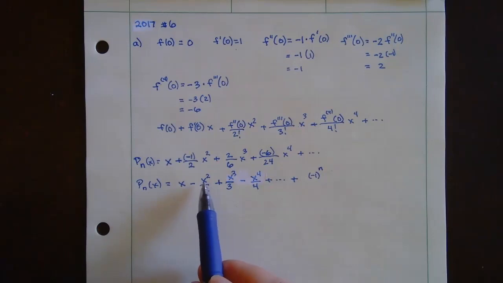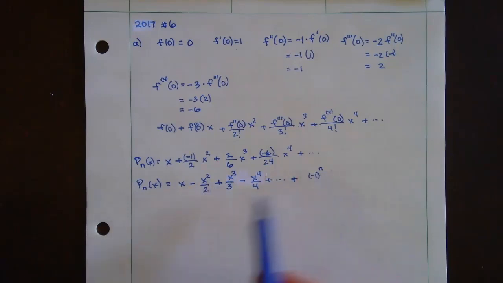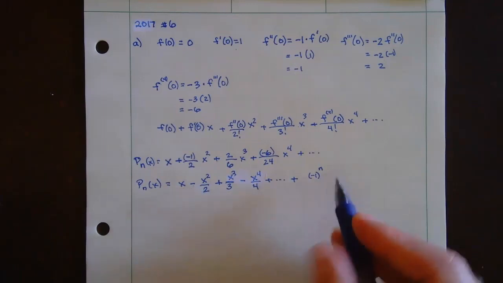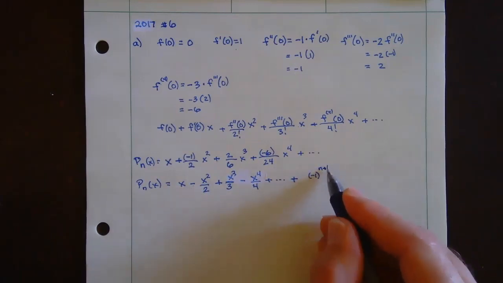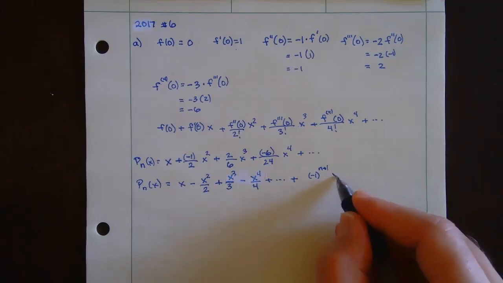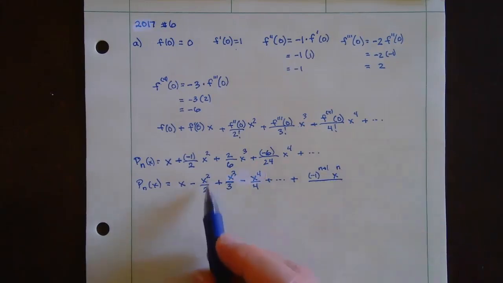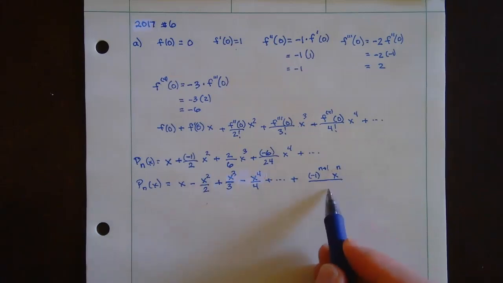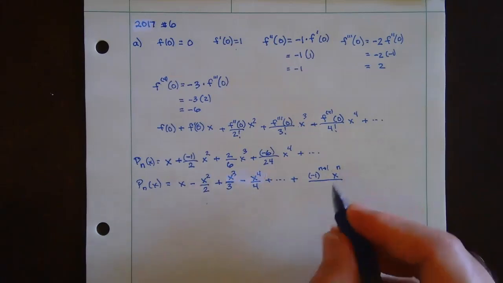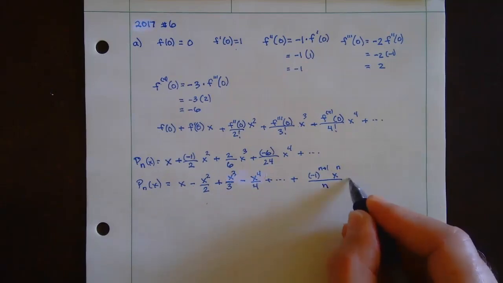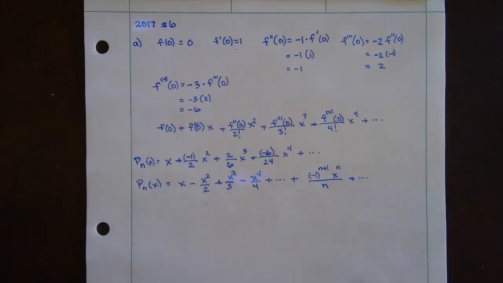Now if we started at 2, there's going to be a problem because this is going to become positive, right? So this needs to be n plus 1. And then x to the n over, and if you look at this, the powers match, right? So this power has to be the same as the number in the denominator, so that would be n, and then plus dot, dot, dot, okay?